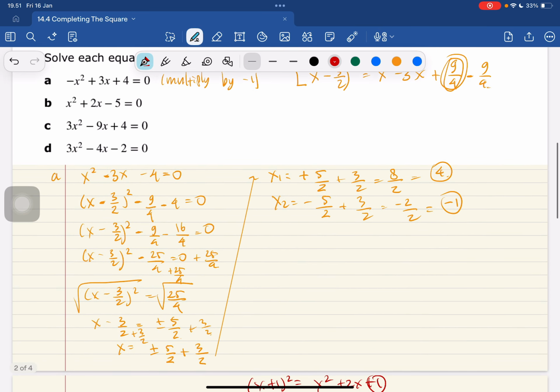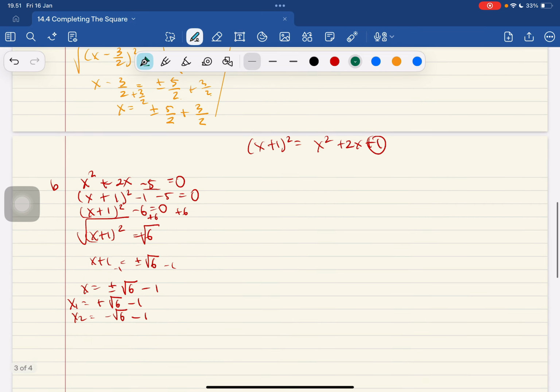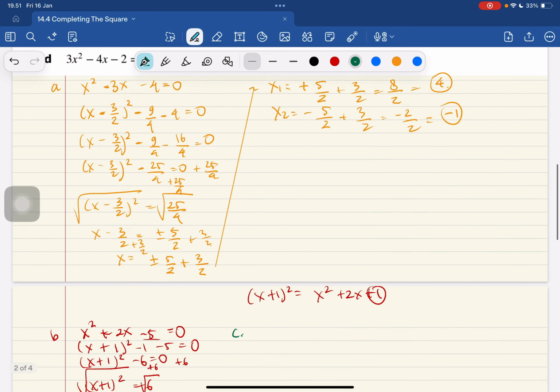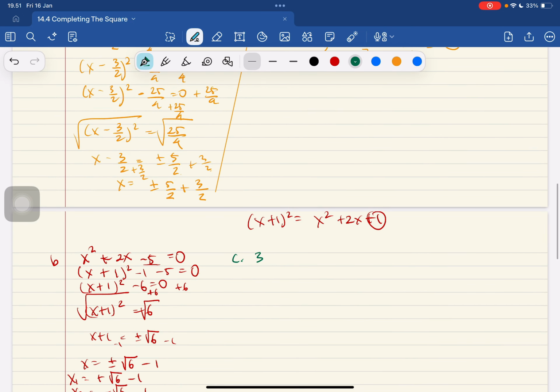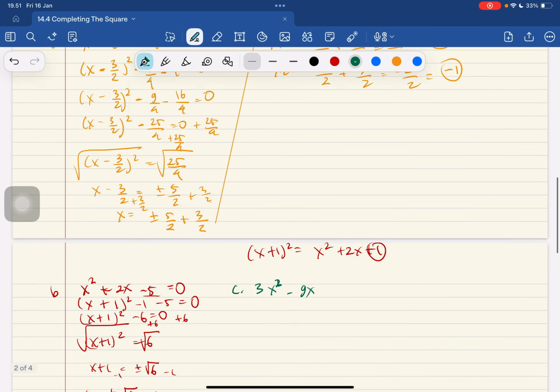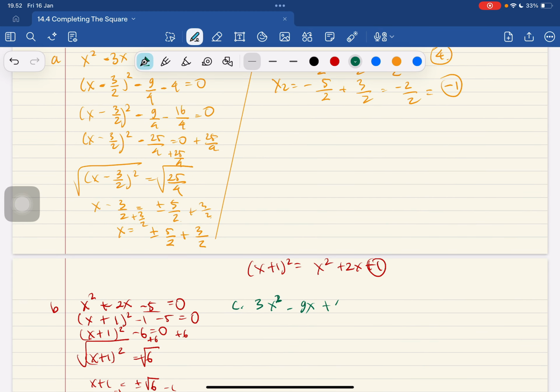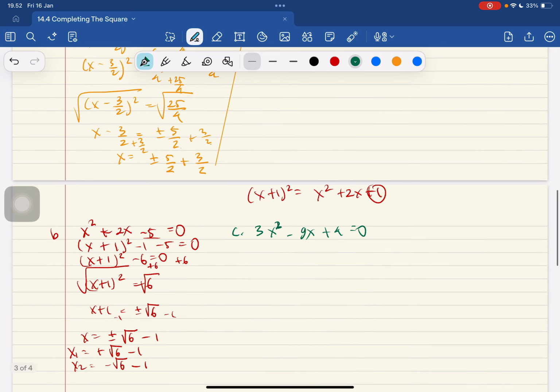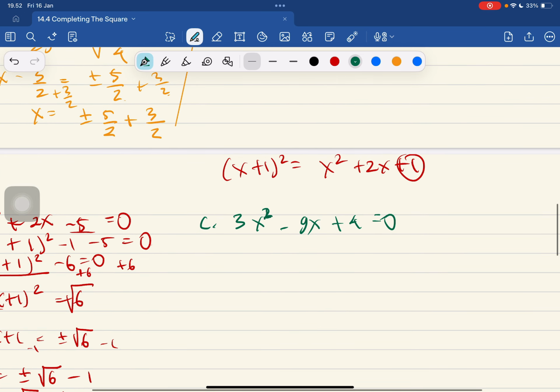Let's continue for C. Look here, C. Let me write the equation here: 3x squared minus 9x plus 4 equal to 0. Look here, the coefficient of x squared is not 1. So we can factorize it. Here 3, so it's going to be x squared minus 3x, and then we add 4 later on.